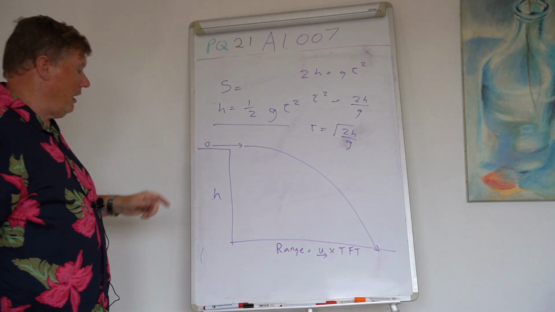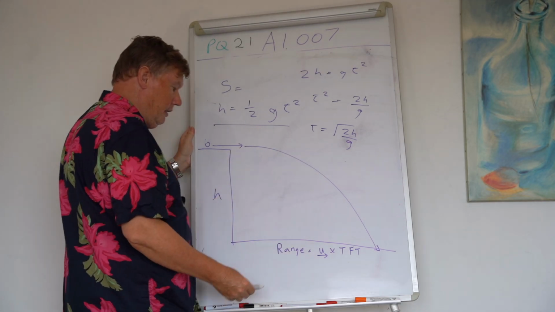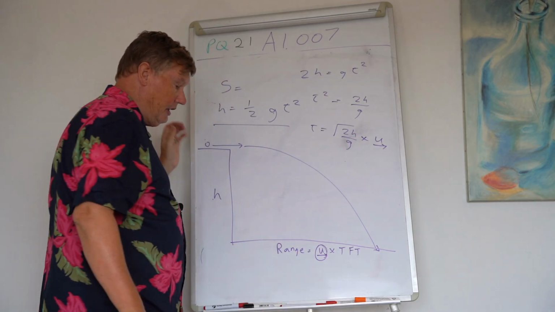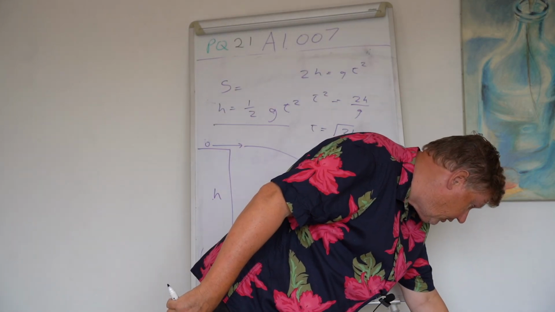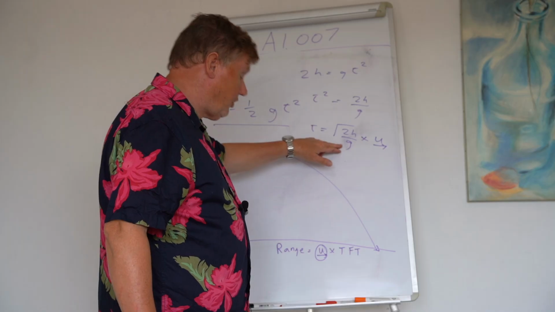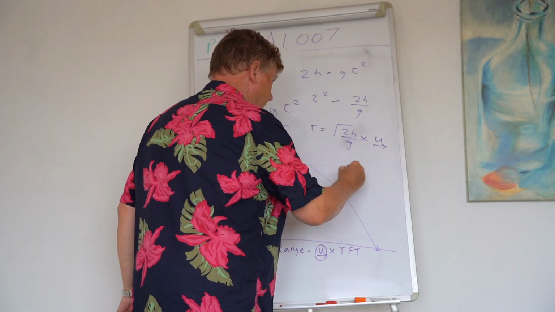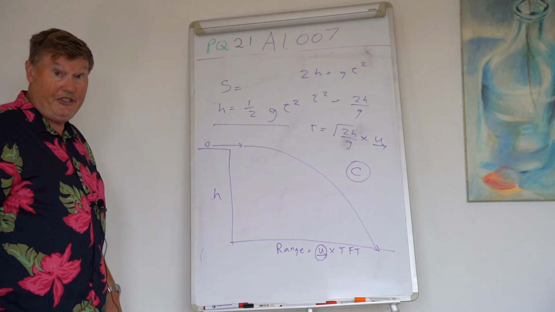So if I multiply the time fallen by the horizontal component, I'll get the answer. And that is root 2h over g times what they called v. That is C. And so the answer to the question is C.